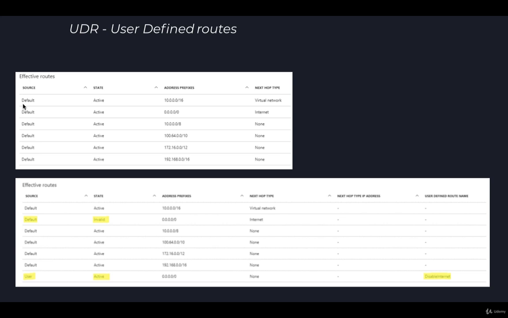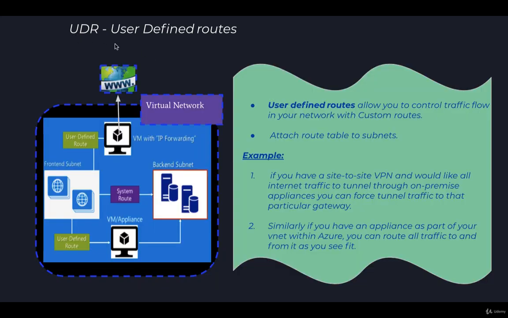Now, if we want the packets or the traffic to flow as per our need, then we define user defined routes, which we call UDR. UDR, user defined routes, allows you to control traffic in your network with custom routes, and you can attach these route tables to the subnets.